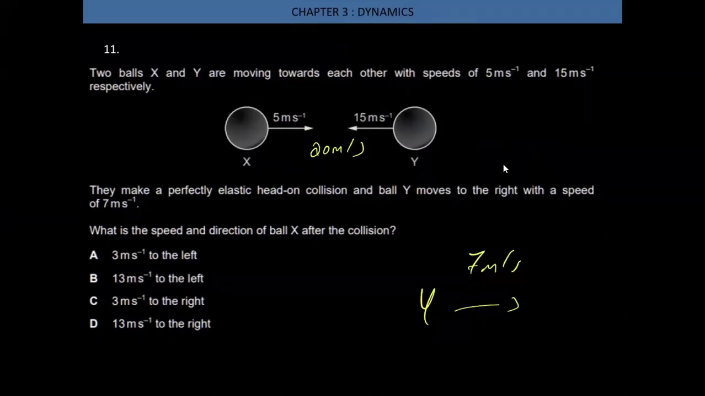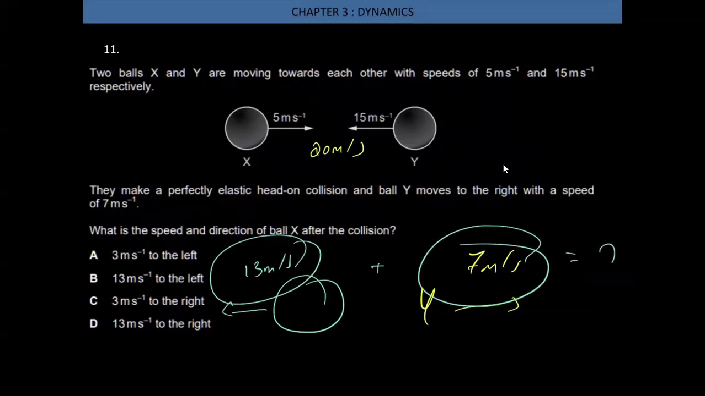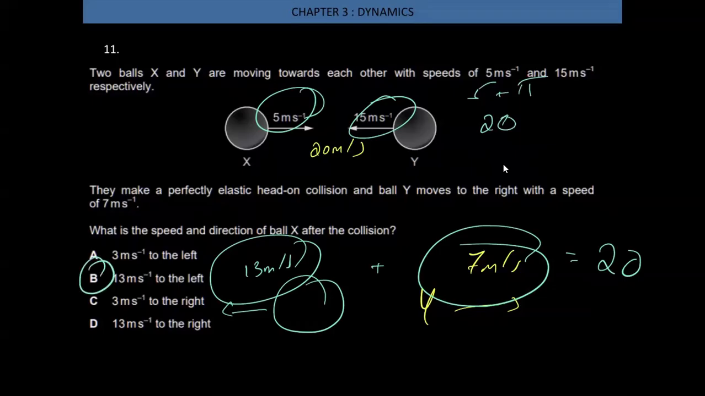To make this a perfectly elastic collision, guys, I need this object to move to the left with a speed of 13 meters per second, because 7 plus 13 is equal to 20. यहाँ again देखें different है तो मैंने add किया. Opposite directions add. So I need the object to go towards the left with a speed of 13. Pretty easy, pretty simple.